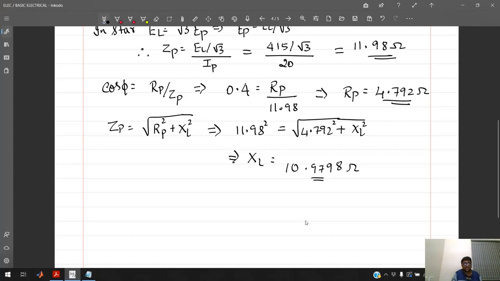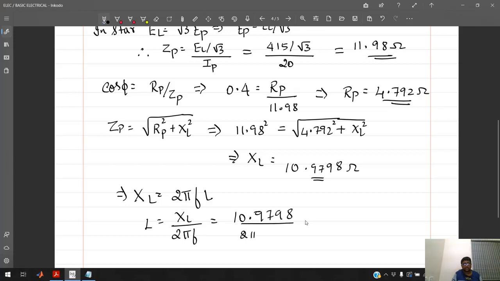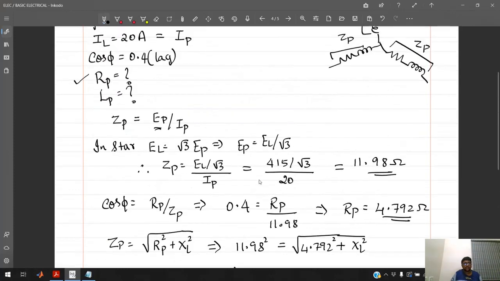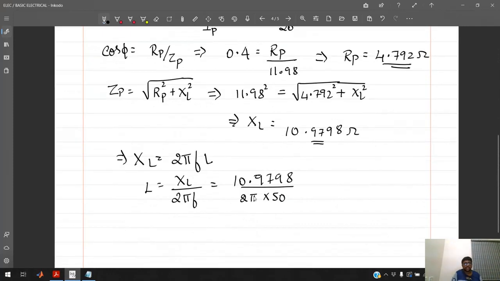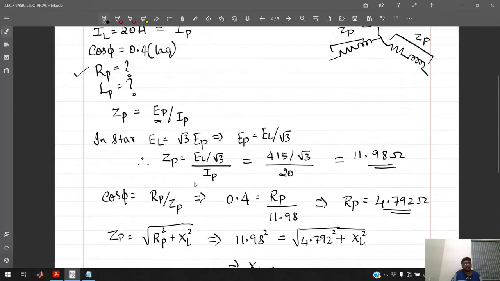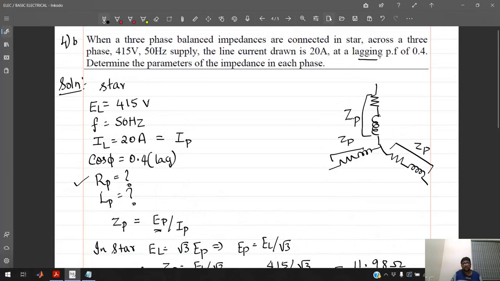Now, how is it calculated? You know that XL is equal to 2 pi FL. Do not get confused, students. XL is equal to 2 pi FL. So that implies L is equal to XL divided by 2 pi F. That is equal to 10.9798 divided by 2 pi into frequency, which is given as 50. Yes, 50 it is given. So 2 pi into 50. If you solve this, the value of L will turn out to be 0.0349 henries. So this is the value of L, that is what is required in the problem. So this is how you solve this problem.